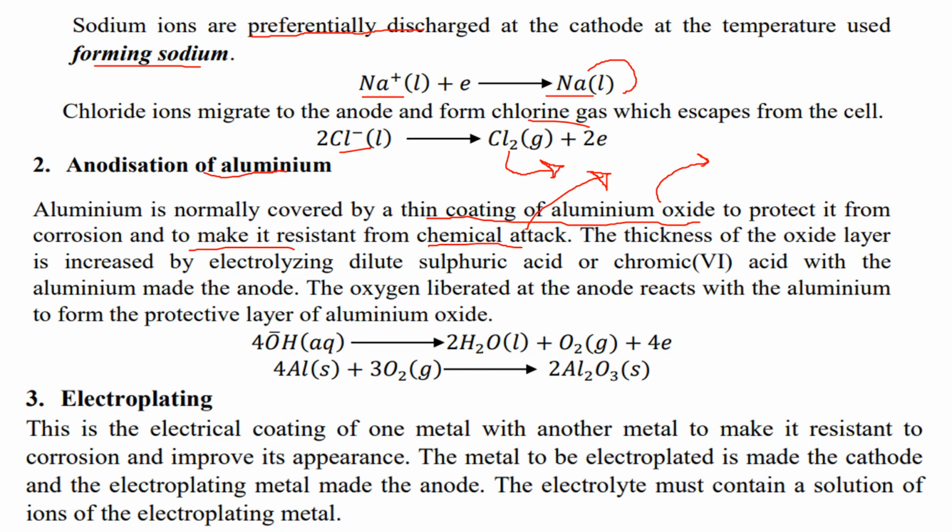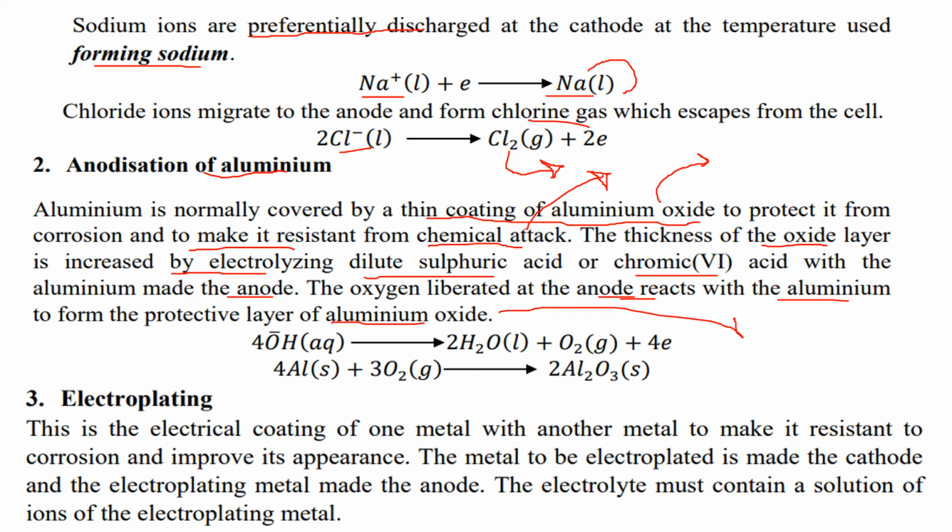So the thickness of the oxide layer is going to be increased by electrolyzing it with sulfuric acid or with chromic acid, with the aluminium made the material of the anode, and the oxygen is going to be liberated at the anode. The oxygen that will be liberated at the anode will react with aluminium to form a protective layer of aluminium oxide that will prevent it from being affected, for example, iron sheets.